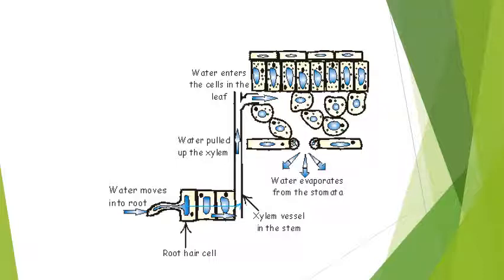So here at some point we're not in the root anymore, we're in the stem. So here we're in the stem, and then it goes into the leaf, and in the leaf it will go into the surrounding cells, but the water that is left over in gaseous form, so I'm just going to draw little points here representing the water molecules, they will diffuse out of the stomata.